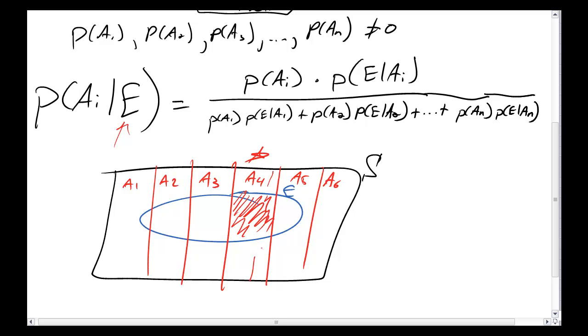So how do I calculate that? Well, I figure out the probability of me being inside of A4. I multiply that by the probability of me being inside of E when I'm inside A4. And then I have to divide by the chance that I'd be here, or here, or here, or here, or here, or here. Because that would be my total possible. I could have landed anywhere in this picture.